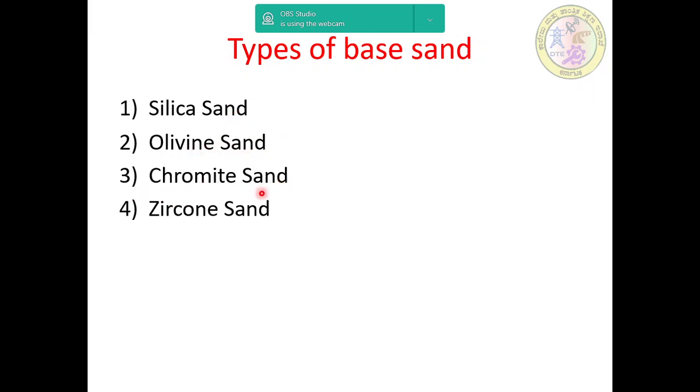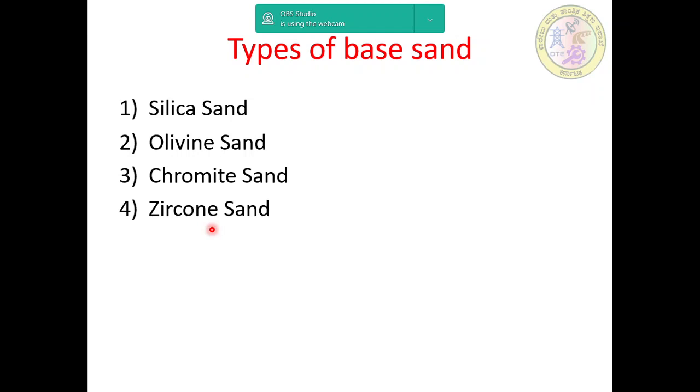Next is chromite sand. This is an African sand with cost being much higher compared to other sands. That is, the chromite sand cost is more as compared to silica sand and olivine sand. Due to its superior thermal characteristics, it is generally used in steel foundries for both mold and core making.